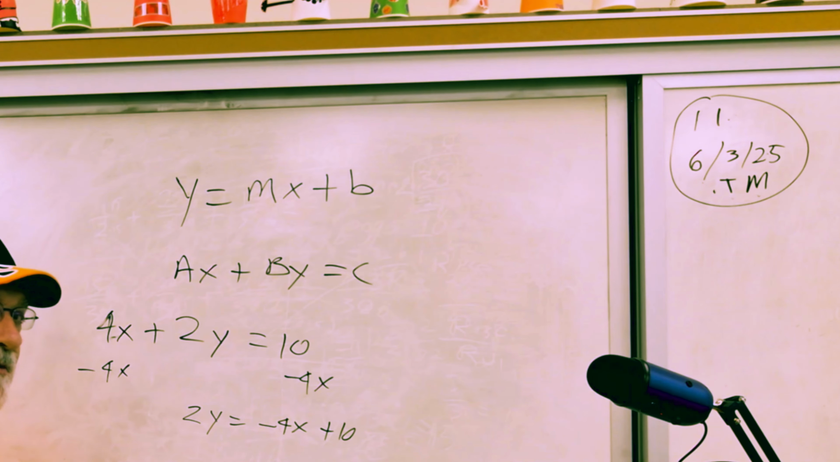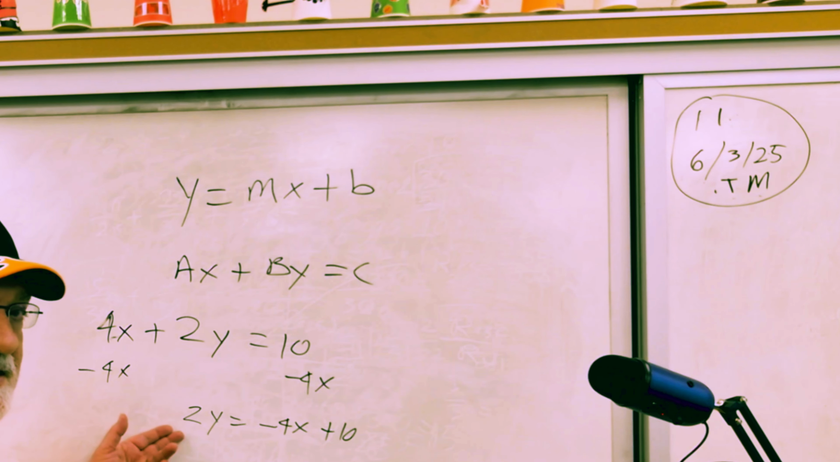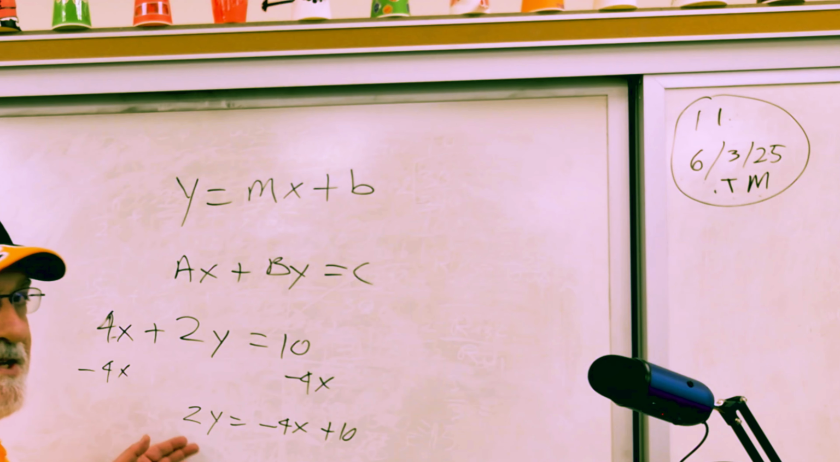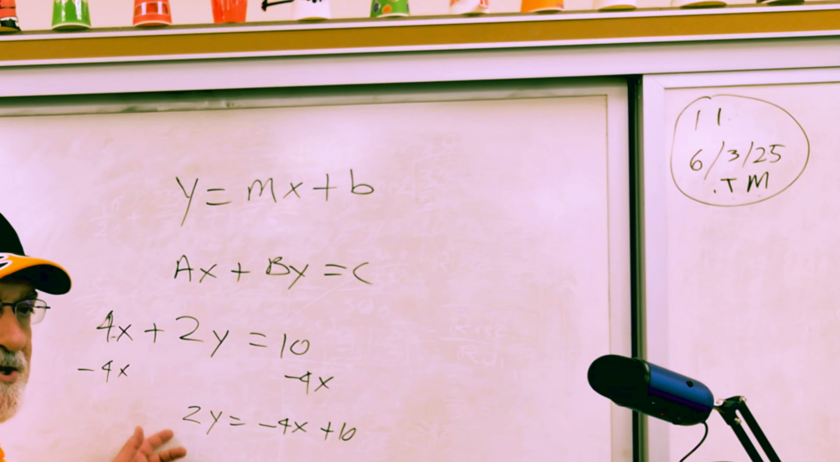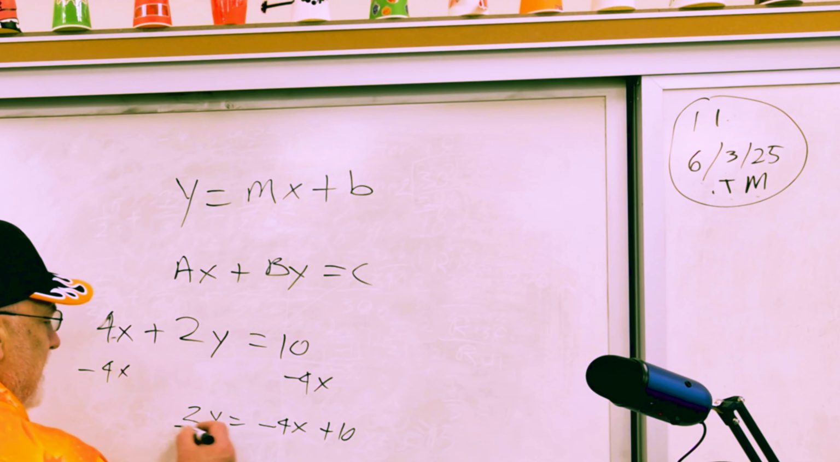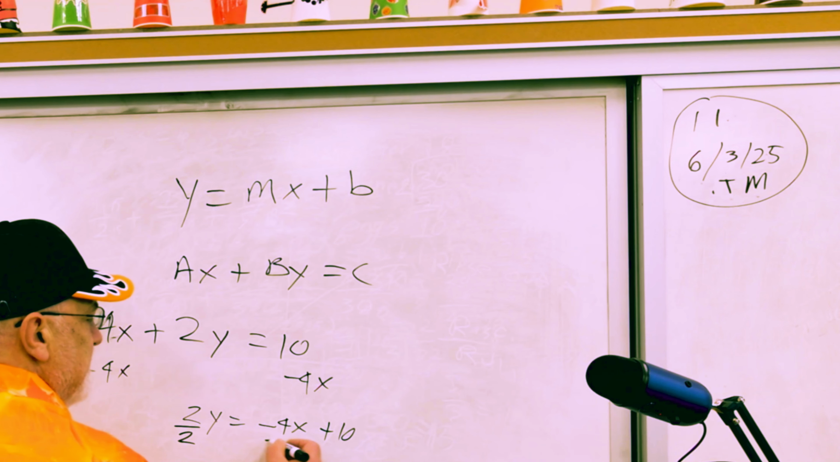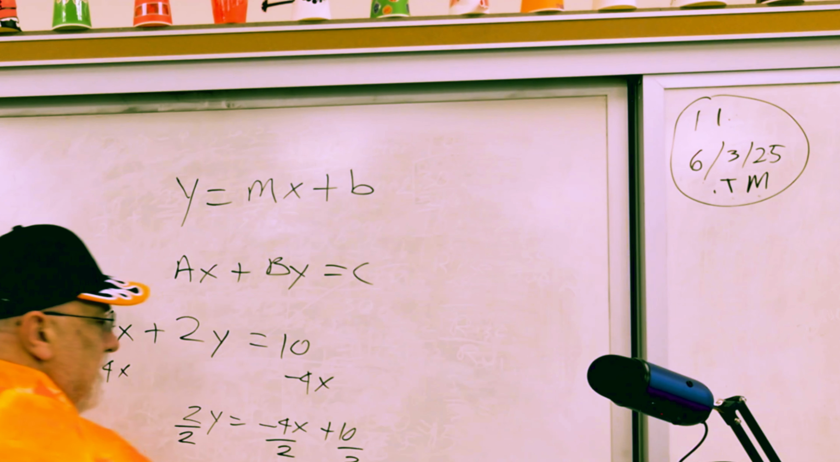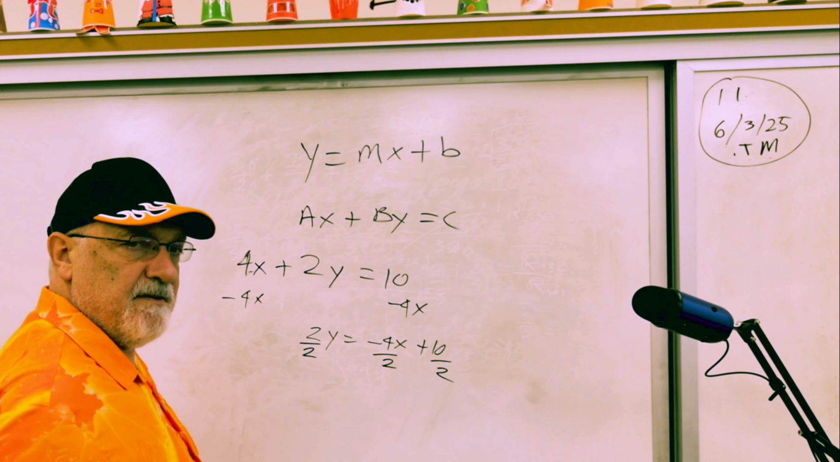So now how do I get rid of the 2? Well, I can't subtract it. If I subtract 2 from both sides, that's not going to work because you can't break it up that way. The only way to break up this 2y is to multiply or divide. So we can think of it as dividing by 2, but we have to divide everything by 2. Every single thing has to be divided by 2.